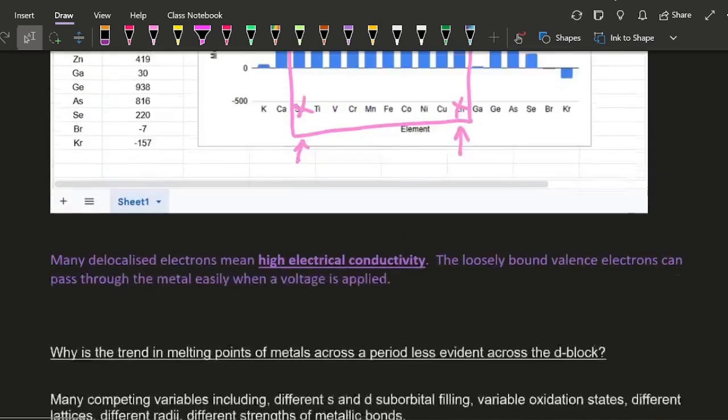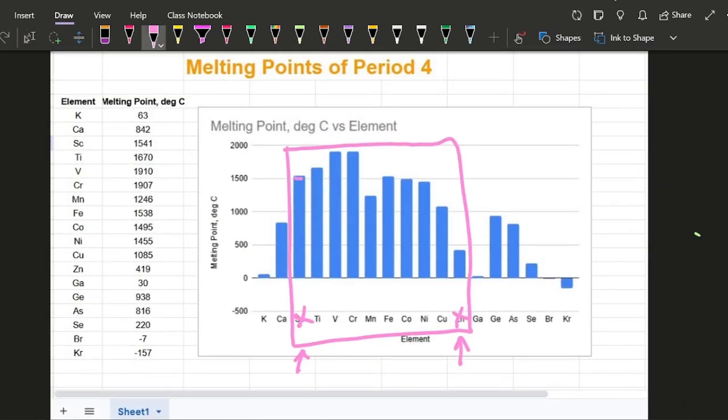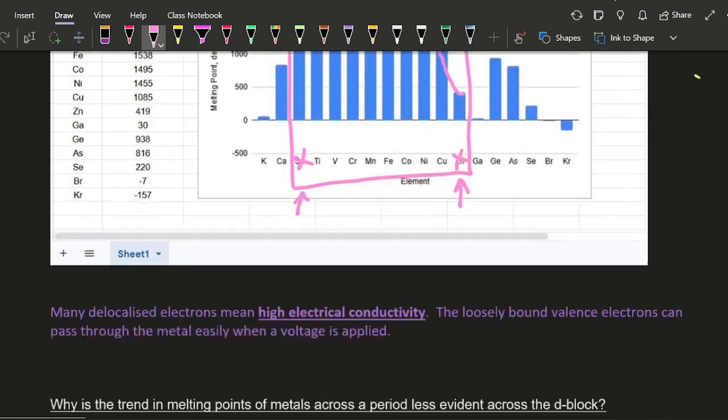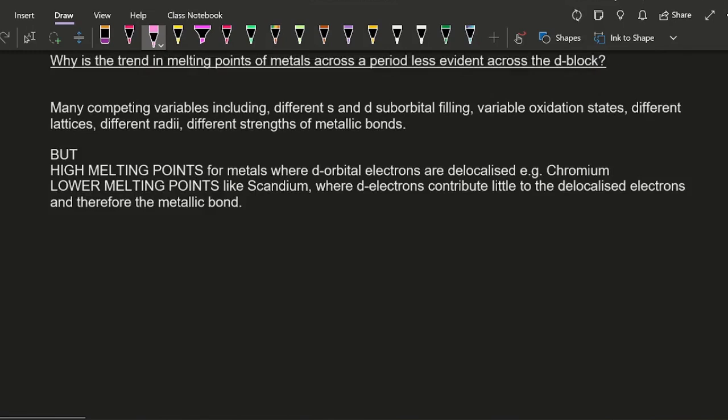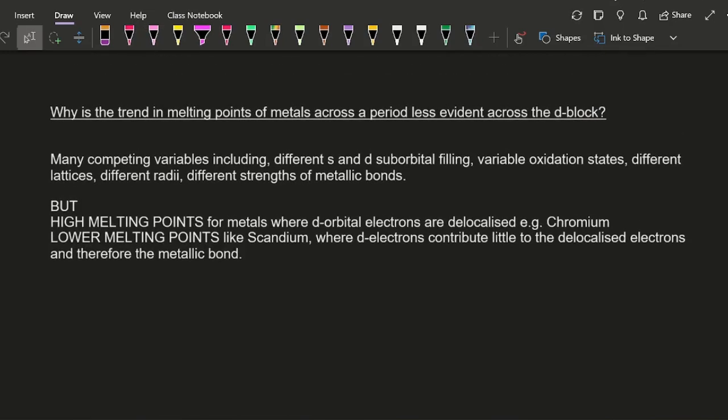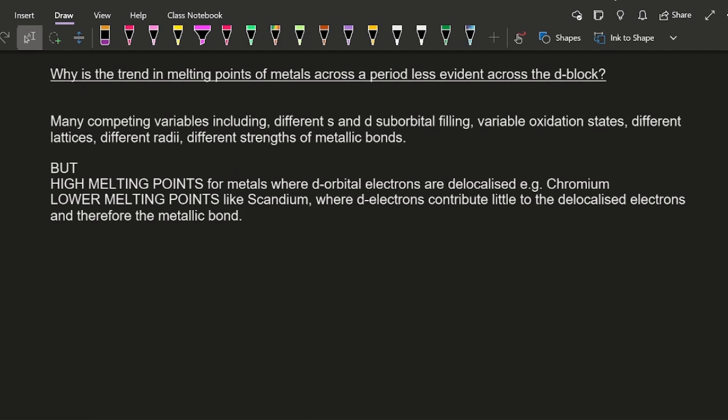So why is that trend of melting points all over the shop then? Why isn't it a nice, straightforward trend, like going down group 1, the melting points decrease? Well, that's because there's a whole bunch of variables when it comes to metallic bonds.